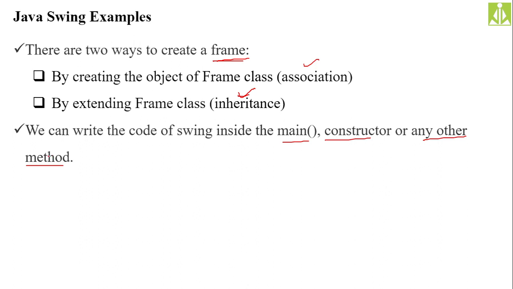You can write the Swing code inside the main method. Then you need to inherit the frame class, and any container class directly you can put inside the constructor. Then no need to inherit; association we can achieve inside any other method. Directly inside the main method you create the frame class object, and using that frame class object you can invoke that method. We will see step by step how all these things go.